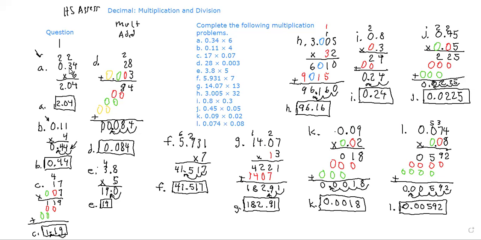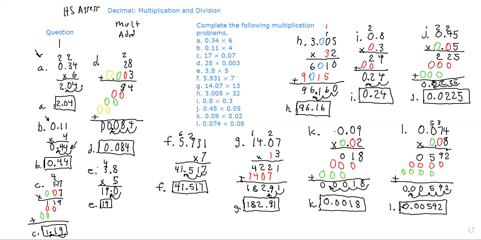And by the way, we did the same thing in question A, right? There are 2 decimal places. Our answer was 204. We started at the rightmost digit and moved 2 decimal places, 1, 2. So the rule is, you count the number of decimal places in total for both numbers, you add those up, and then in your answer, you move the total number of decimal places from the rightmost digit all the way to the left. So let's try another one.